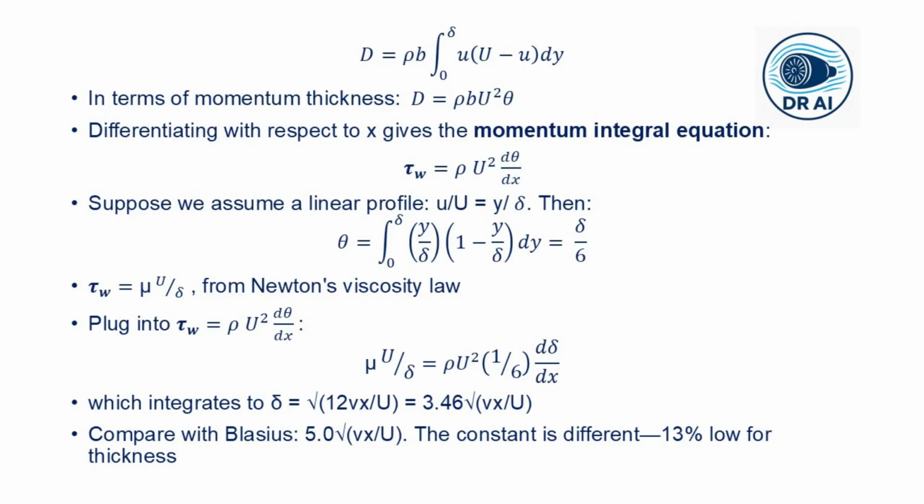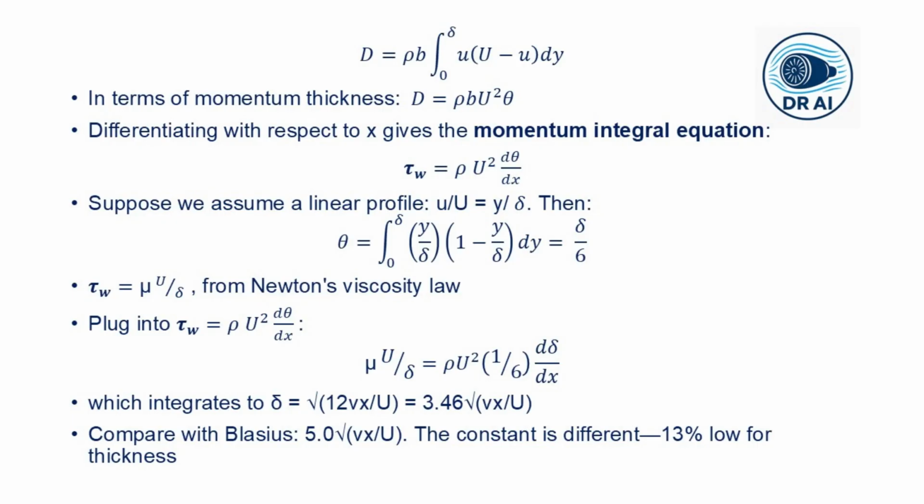The drag is directly related to the momentum thickness, and as x increases, delta increases, theta also increases, and drag increases. So the thickening boundary layer is necessary to overcome the viscous shear stress on the plate. So differentiating with respect to x, this equation transforms into the momentum integral equation. We would get the equivalent tau w equation as displayed. The wall shear stress equals rho U squared times the rate of increase of momentum thickness.